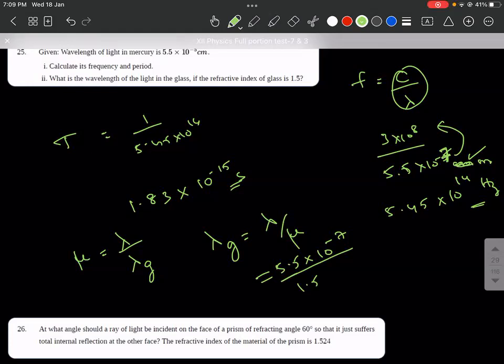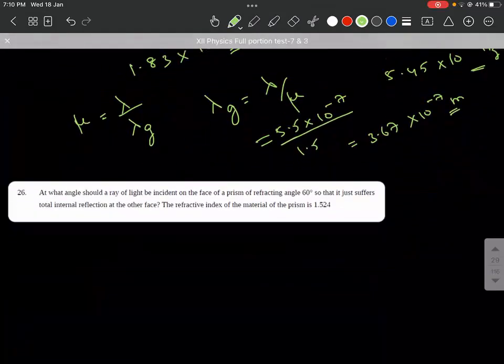Right. So how much will you get? How much did you get the answer as? Answer, guys. This is somewhere around 3.67 into 10 power minus 7 meter. Is this what you got? Yes, sir. Correct. Okay.